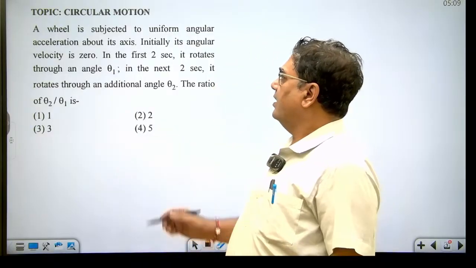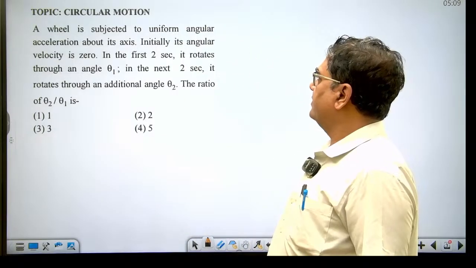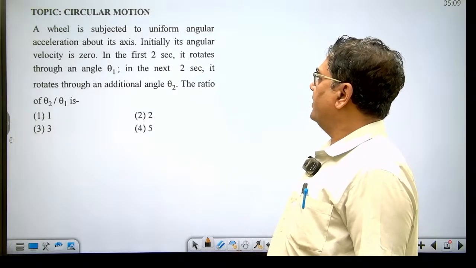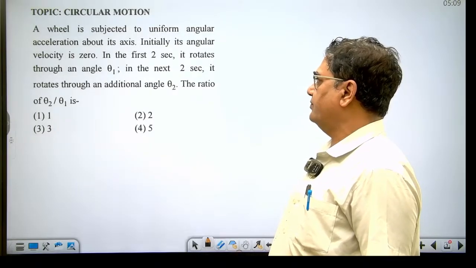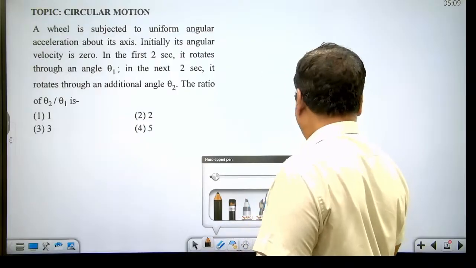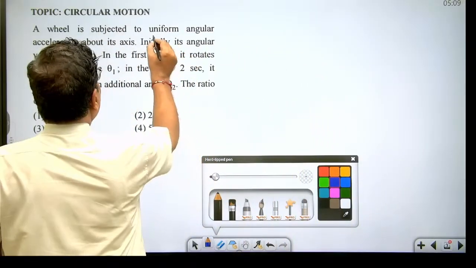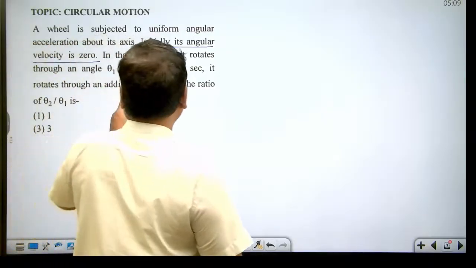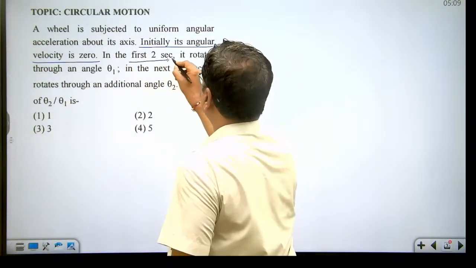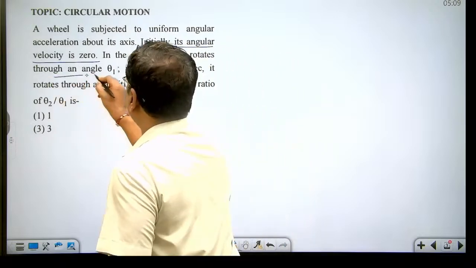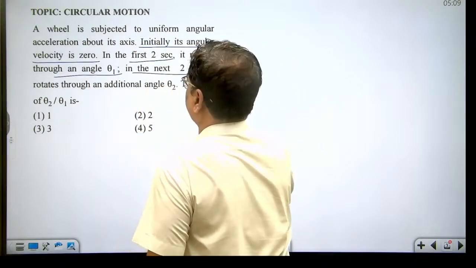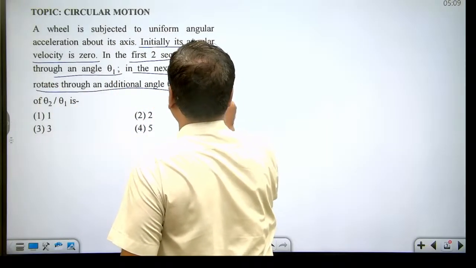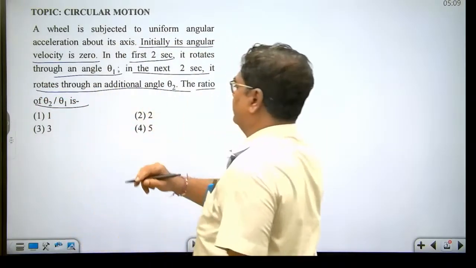Let's start. A wheel is subjected to uniform angular acceleration about its axis. Initially, its angular velocity is zero. In the first 2 seconds, it rotates through an angle theta 1. In the next 2 seconds, it rotates through an additional angle theta 2. The ratio of theta 2 to theta 1 is.